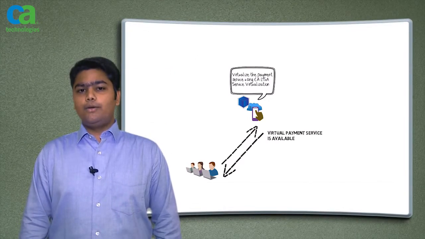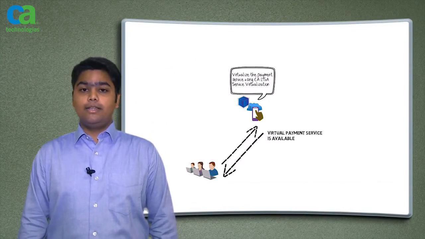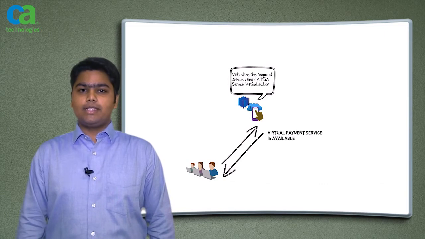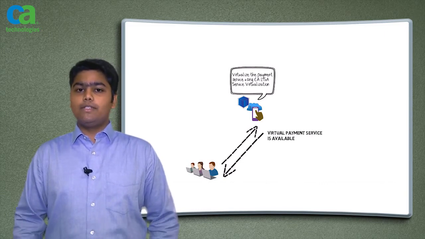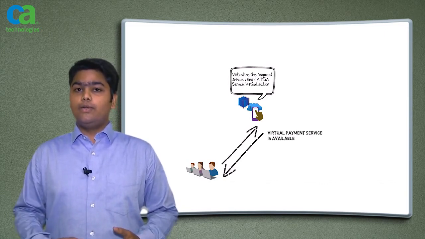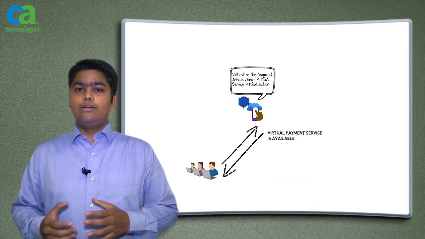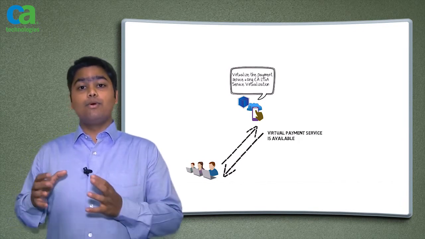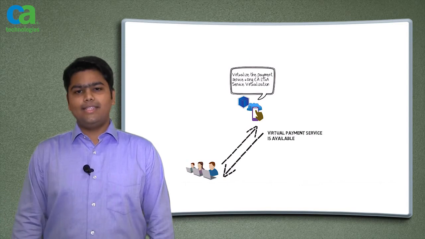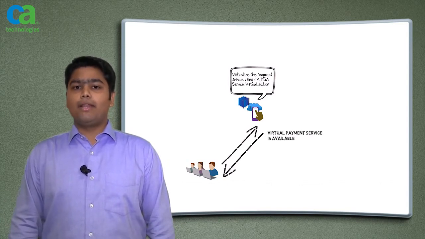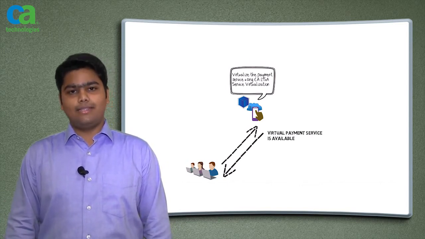You must be thinking how to do that. Well, it's simple. Using CA/LISA service virtualization, you can create virtual services in various ways. Here, you will see how to use the recorder to record live traffic as well as import the raw traffic. Let's see how to create a virtual service by recording the live traffic using CA/LISA.